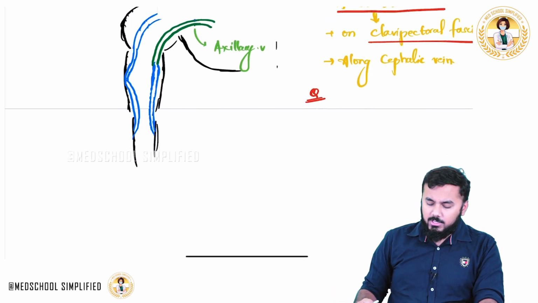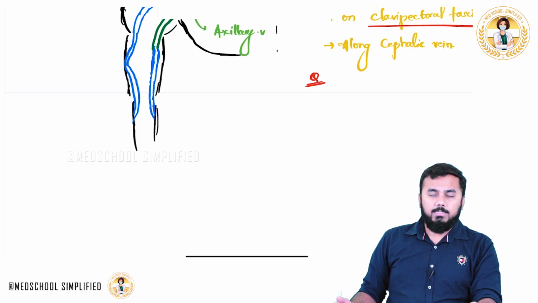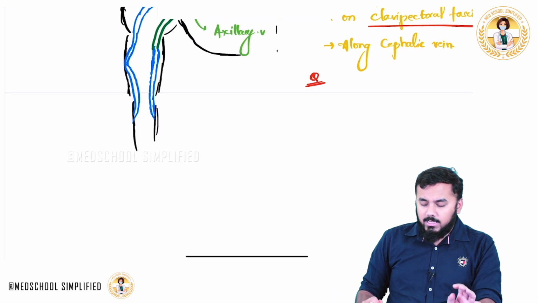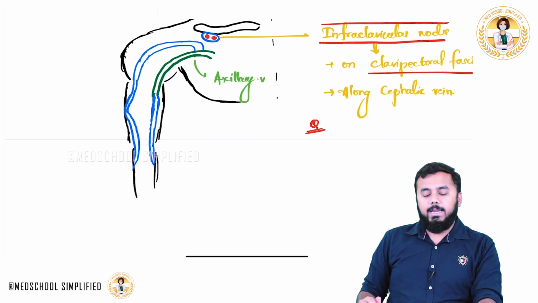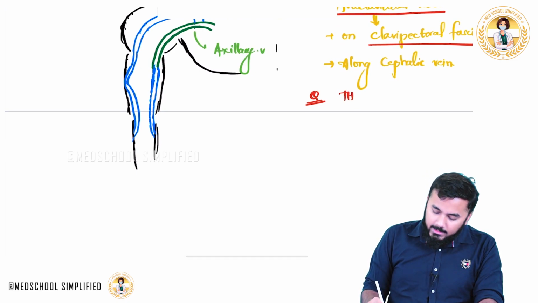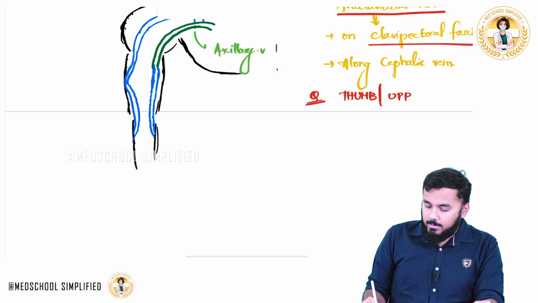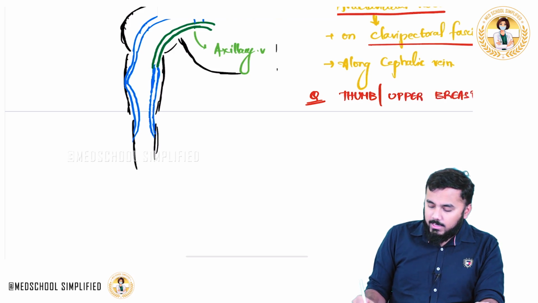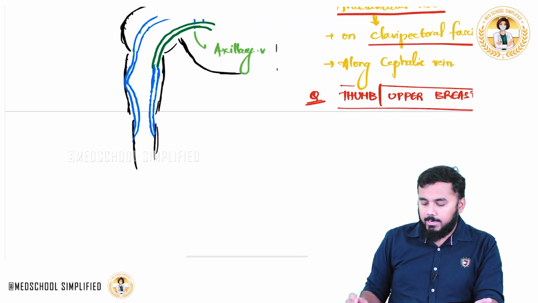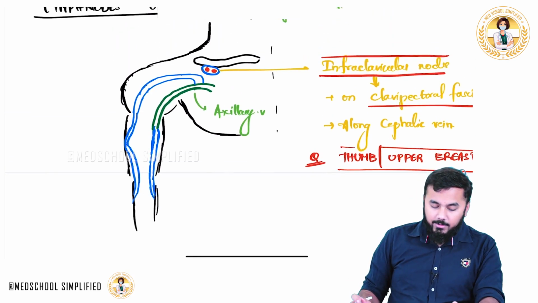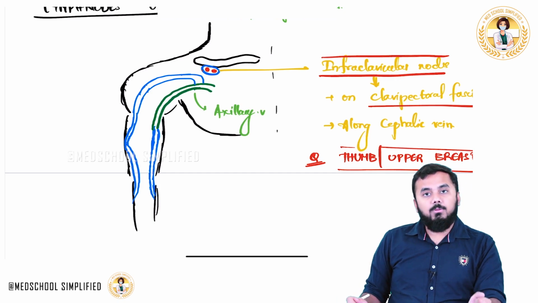The question which they will keep asking you in your exams is, what do these infraclavicular nodes drain? They basically drain the thumb, and they also drain the upper part of the breast. So these are the two things that are drained by these infraclavicular nodes.